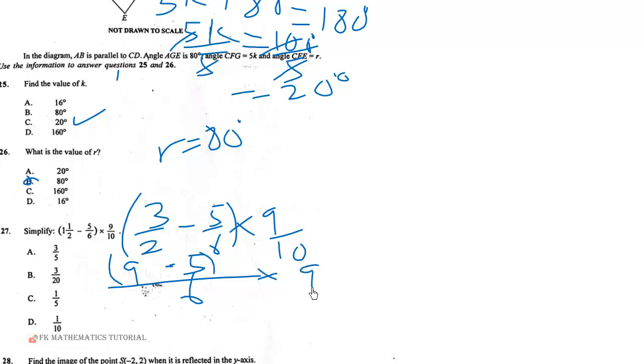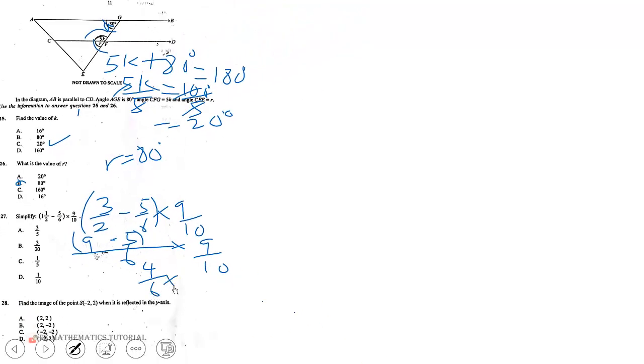So 9 minus 5 is 4 over 6 times 9 over 10. 3 goes here 2, 3 goes here 3. Now 2 goes here 1, 2 goes here 2. 2 can still go here 5 times. So the answer will be 3 over 5.